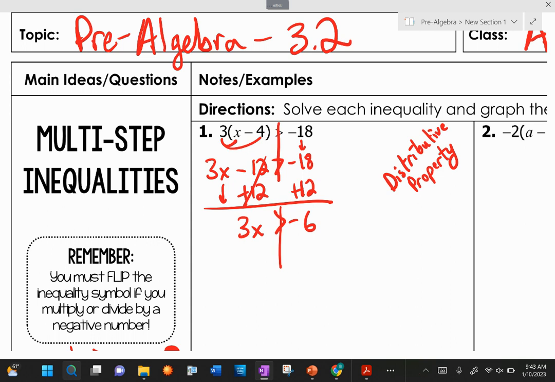Well, I think you said that backwards. It's being multiplied, right? Yeah, and you need to divide. So we're going to divide both sides by 3. Should give us x is greater than negative 2.